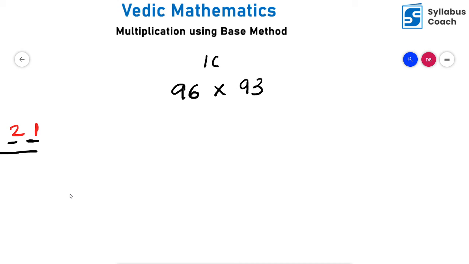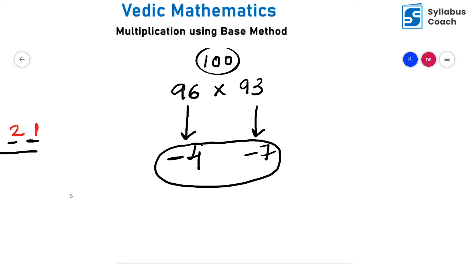What is the base for this, students? It is 100, right? Now, you need to understand how this number is comparable to 100. So 96 is less than 100 by minus 4. The same concept, students, but this time it is negative because this number is less than the base. Similarly, 93 is minus 7 because 100 minus 7 is 93. This is a basic funda of this question.